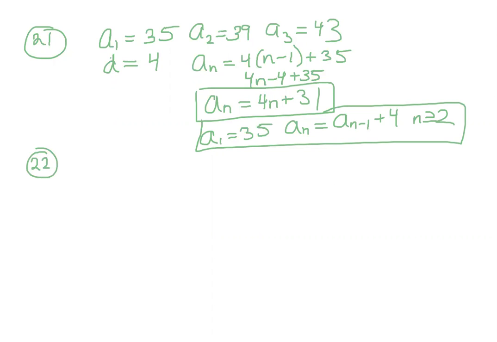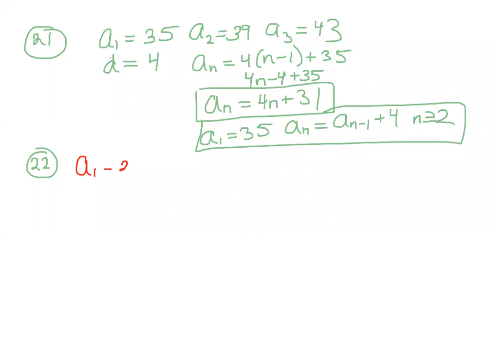Brian weighed himself at the end of each week into his new diet. The table to the left shows his weight at the end of each week for the first 3 weeks of his diet. Write an explicit rule to find his weight in n weeks into his diet, then find his weight after 16 weeks. Same thing. Okay, let's write what we know.